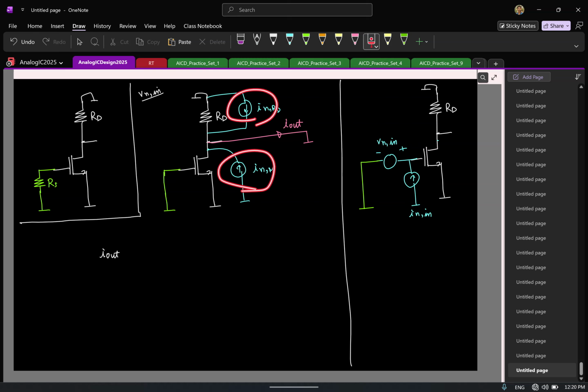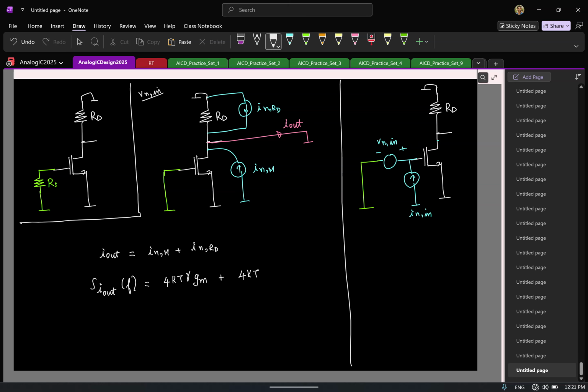I have two current sources. What is Iout? Sum of the two. So INM plus INRD. That's all. This way it becomes trivial to write. So if I were to find S Iout of f, because these two noise currents are uncorrelated and have zero mean, I can write it as the sum of the spectral densities of the individual quantities. So this is 4kTγ times gm for the transistor. For the resistor, what is the spectral density? Remember, this is a noise current for a resistor, so it's 4kT by RD.